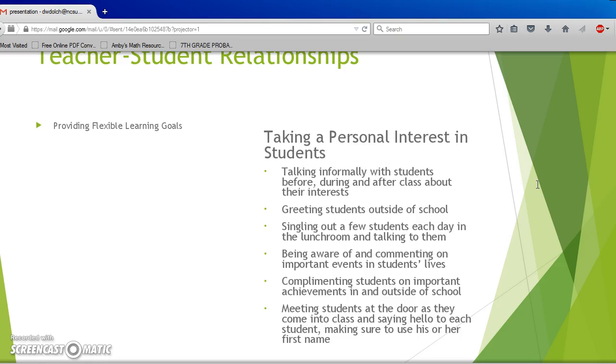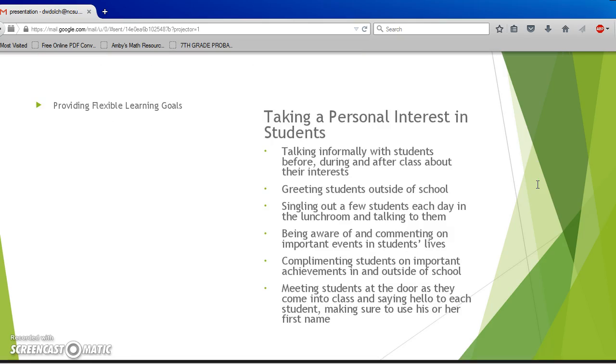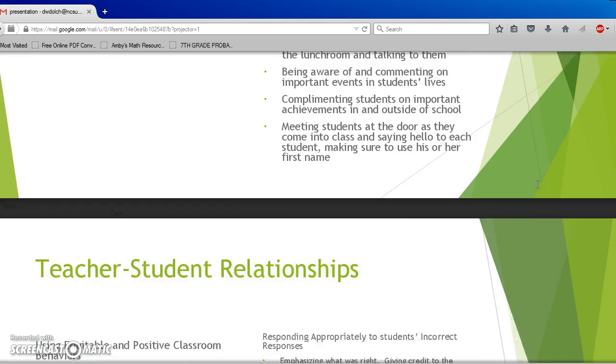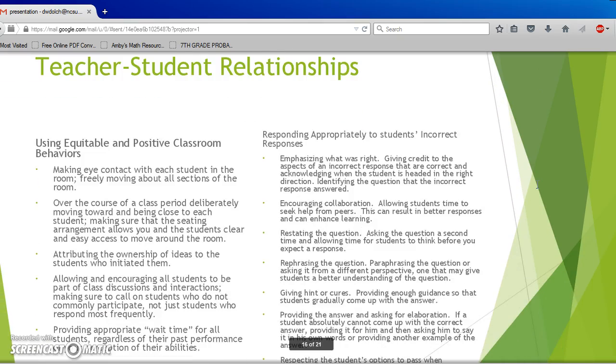This includes talking informally with students before, during, and after class about their interests, greeting students outside of school, singling out a few students each day in the lunchroom and talking to them, being aware of and commenting on important events in student lives, complimenting students on important achievements in and outside of school, meeting students at the door as they come into class and saying hello to each student, making sure to use his or her first name.